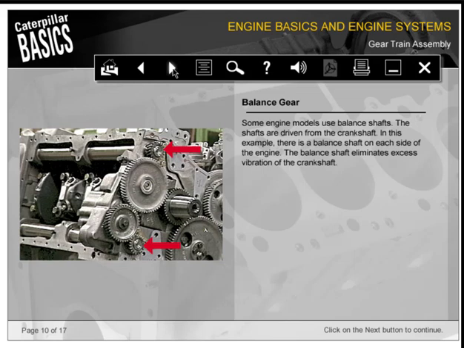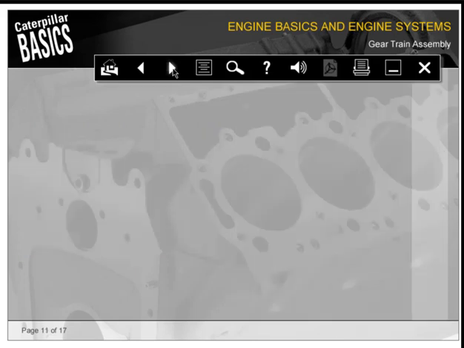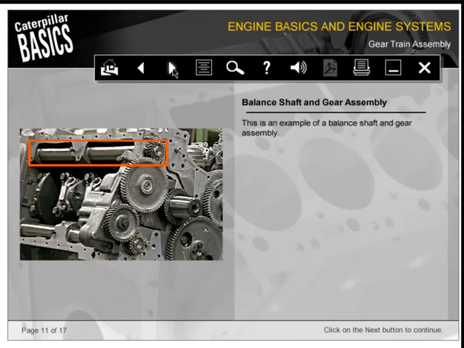Some engine models use balance shafts. The shafts are driven from the crankshaft. In this example, there's a balance shaft on each side of the engine. The balance shaft eliminates excess vibration of the crankshaft. This is an example of a balance shaft and gear assembly.